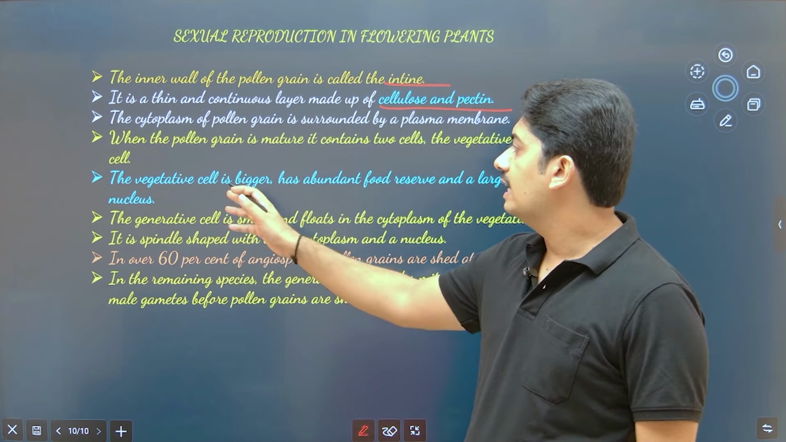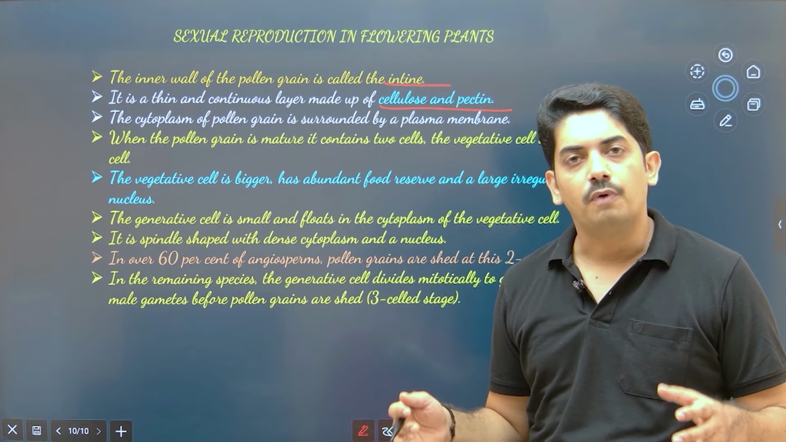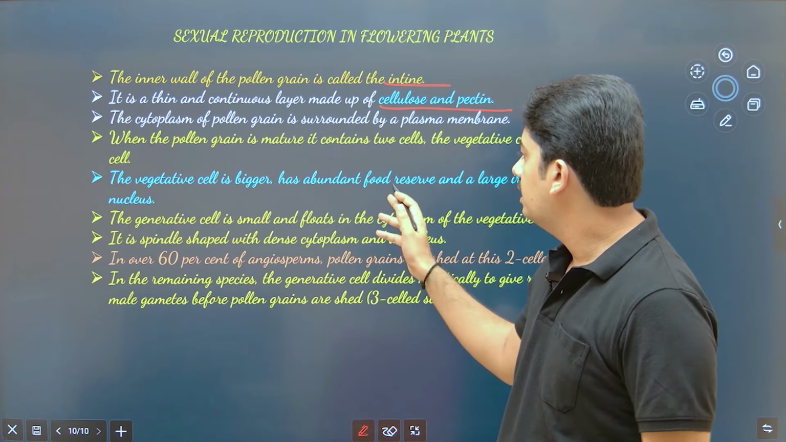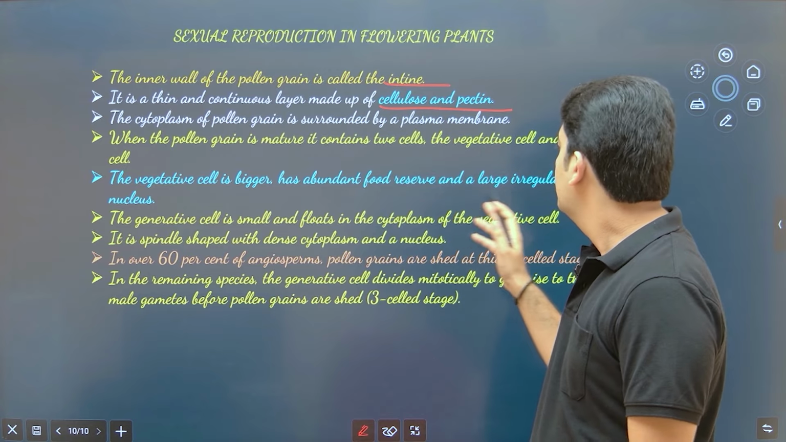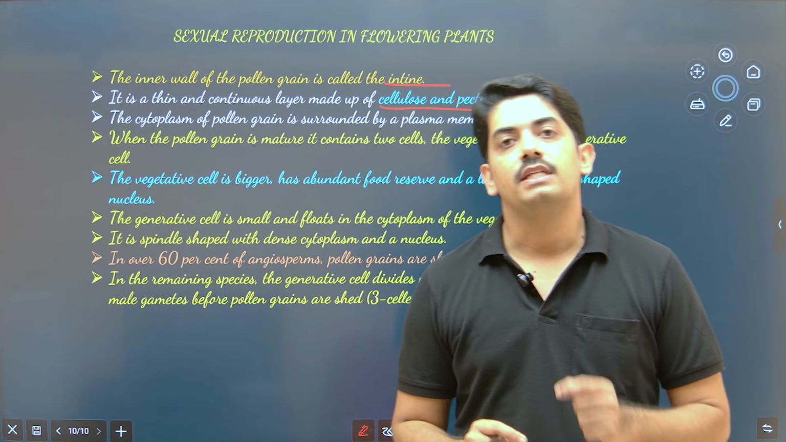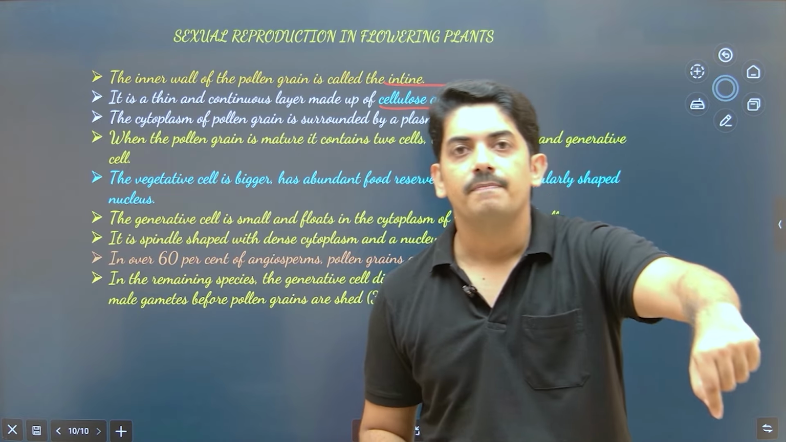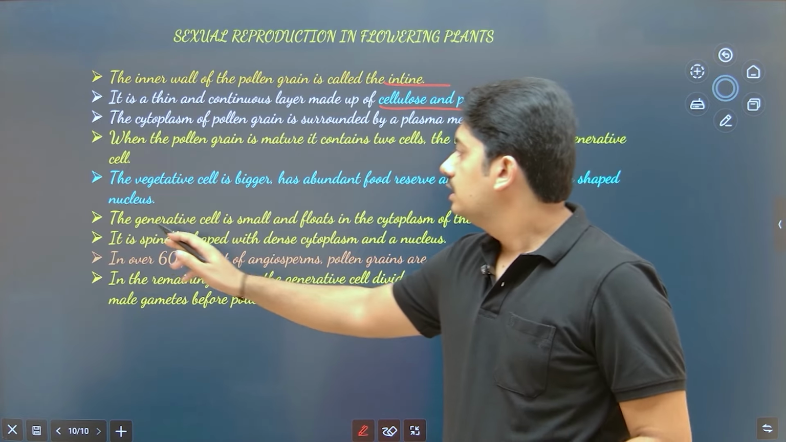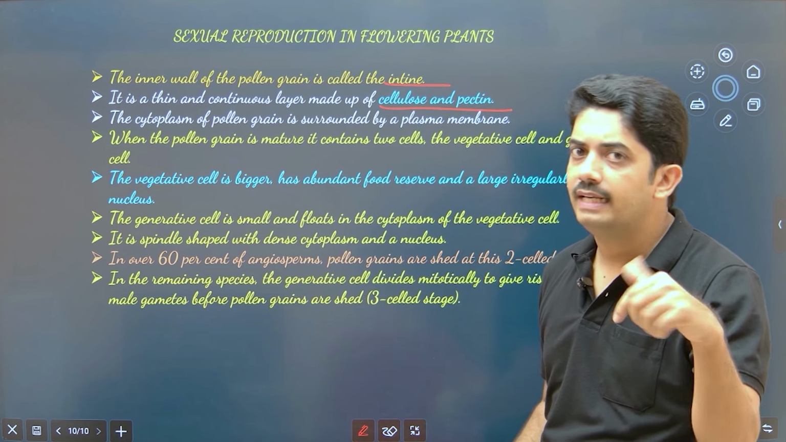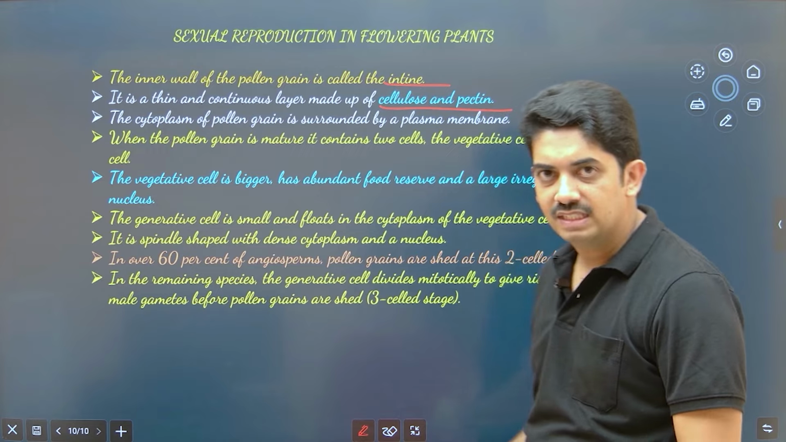See, the vegetative cell is bigger. Why? Because it has to form a pollen tube. To form a pollen tube, it requires a large amount of cytoplasm. So it has abundant food reserve, and a large irregularly shaped nucleus is present. Actually, it helps in guiding the pollen tube from the stigmatic surface to the egg. Okay. The pollen tube will guide till the micropylar region, and later they are accepted by the filiform apparatus, that we will study in pollen-pistil interaction.